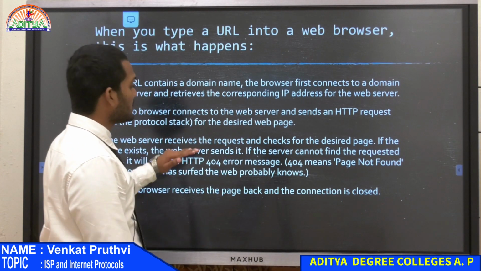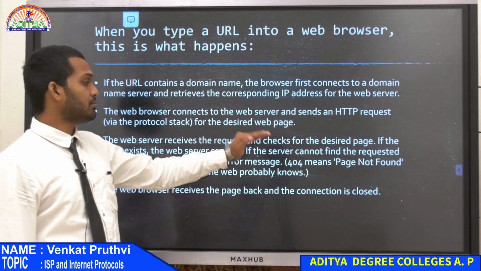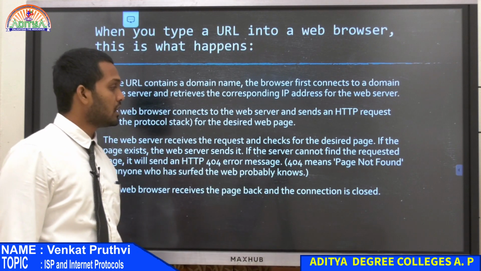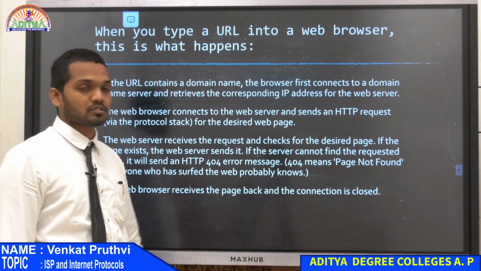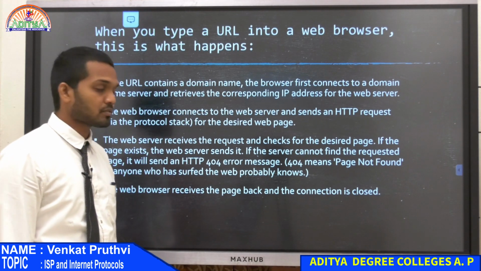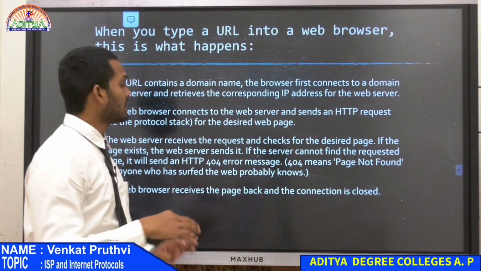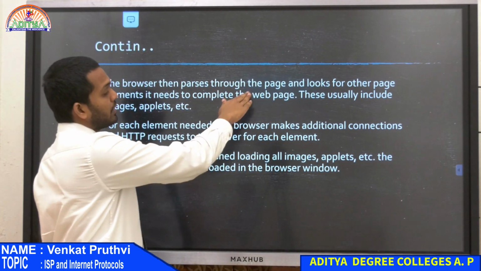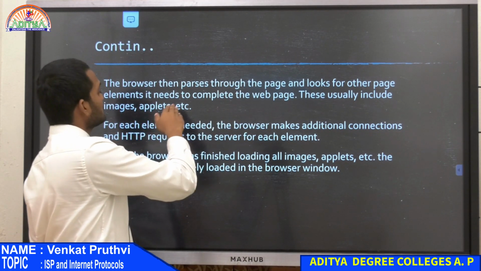The web server receives the request and checks for the desired page. If the page exists, the web server sends it. If the server cannot find the requested page, it will send an HTTP 404 error message. 404 means page not found, and as anyone who has surfed the web probably knows. Okay. The web browser receives the page back and the connection is closed. Whenever you receive the data that is required, at that point the connection is closed. And then the browser passes through the page and looks for other elements it needs to complete the web page. These usually include images, applets, etc.